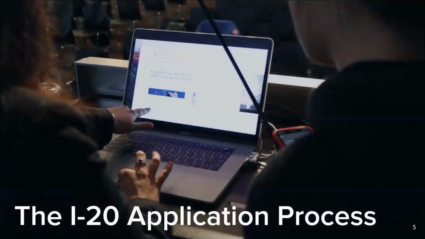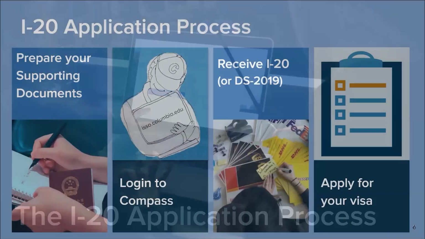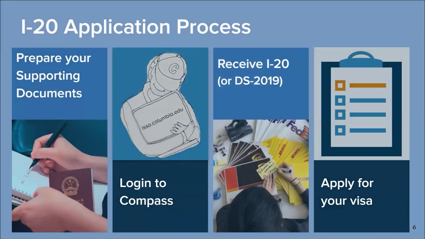Okay, so let's begin with this I-20 application process. To begin the I-20 application process, these steps here, you're going to be preparing supporting documents. So these are documents that we require at the ISSO in order to process your I-20. We use a system called Compass. This is the system that you'll need your UNI to log into to submit your application. You'll receive an I-20 or what's called a DS-2019 if we have any students here that are potentially pursuing a J1 visa instead of the F1 visa. And then you will apply for your visa at a US consulate or embassy.